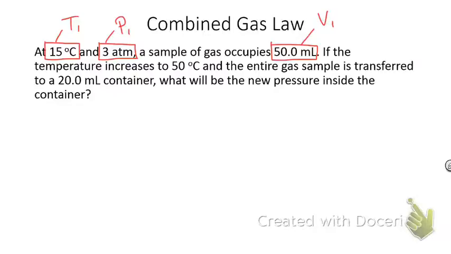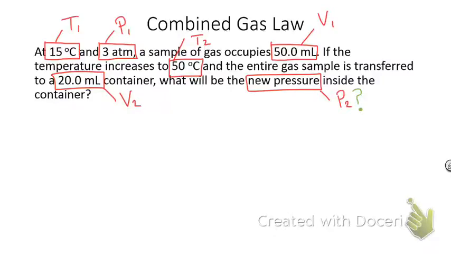Okay, then it says the temperature is going to increase, so I can box this in and quickly label that as my second temperature. And then it's going to be transferred into a new volume of a container. There's my volume 2. What will be the new pressure? We are asked to find P2. So I'm going to put a big green question mark by that one.